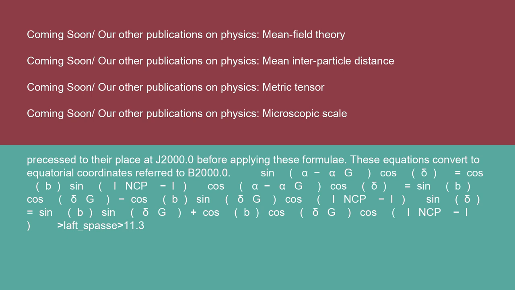These equations convert galactic to equatorial coordinates referred to J2000.0. cos δ sin(α − α_G) = cos b sin(l_NCP − l). cos δ cos(α − α_G) = sin b cos δ_G − cos b sin δ_G cos(l_NCP − l). sin δ = sin b sin δ_G + cos b cos δ_G cos(l_NCP − l).